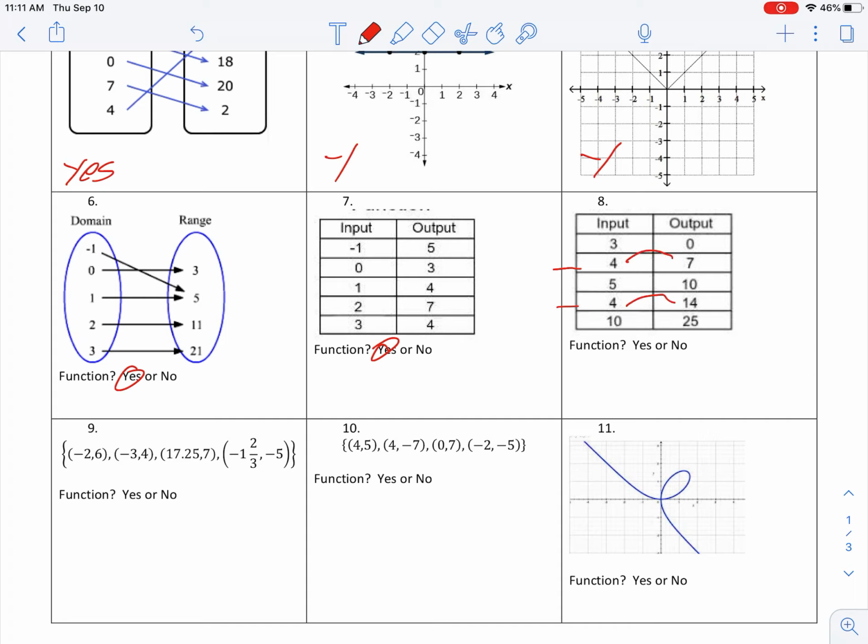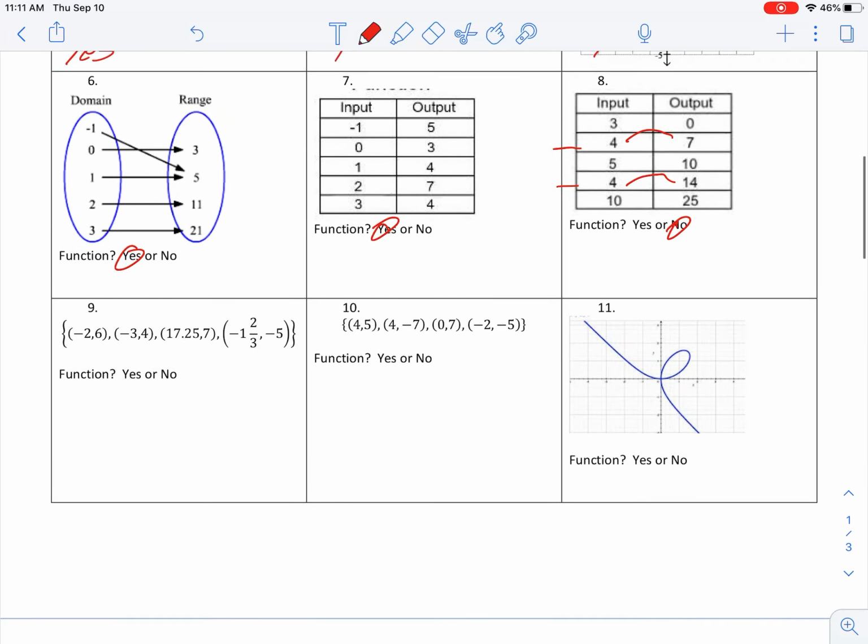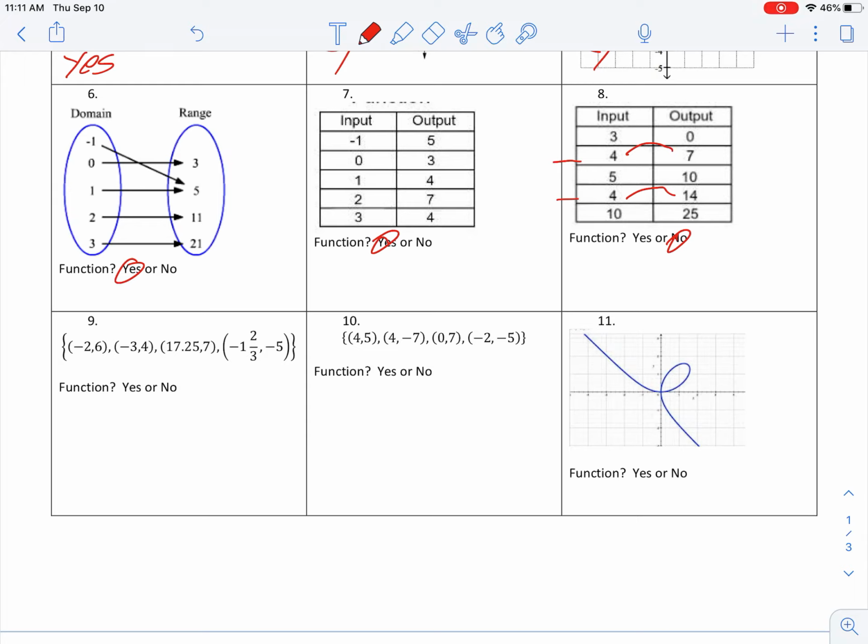4 is going to 7, and then 4 here is going to 14. That cannot happen. That's where this is not a function. You can't have 4 going to both 7 and 4 going to 14. That does not make a function. 9 and 10 are just like 7, 8, and 6. It's just not written as a table, not written as a mapping diagram.